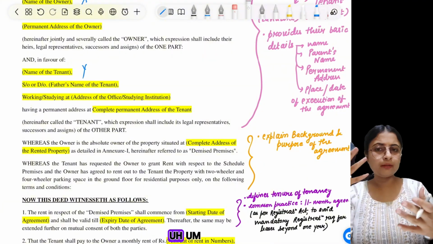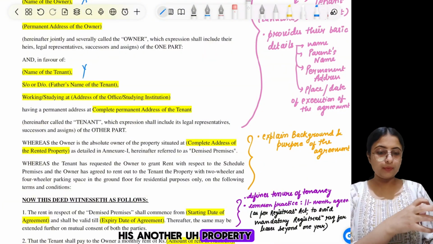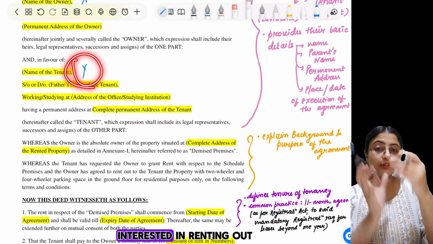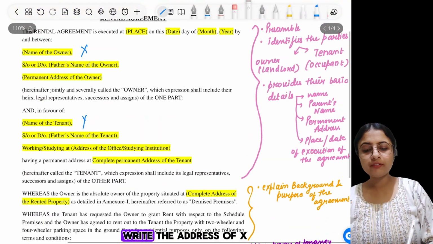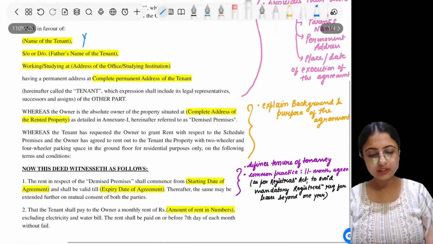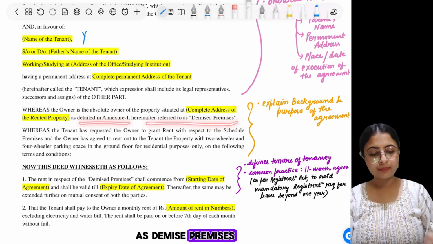One is his permanent house where he is living, and he is renting out his another property. So here we will write the address of the rented property, the property which Y is interested in renting out, and here we will write the address of X where he is residing, as detailed in Annexure 1, hereinafter referred to as demised premises.